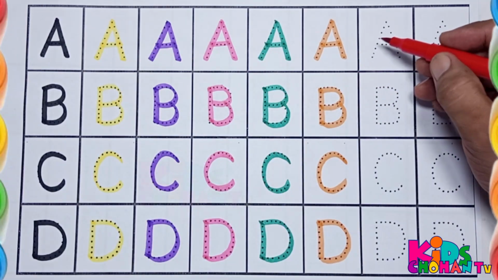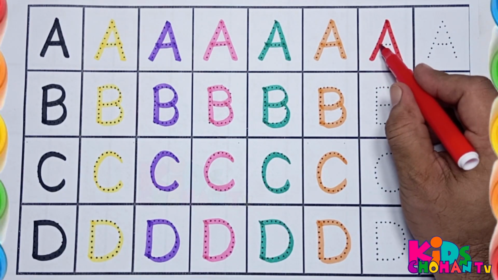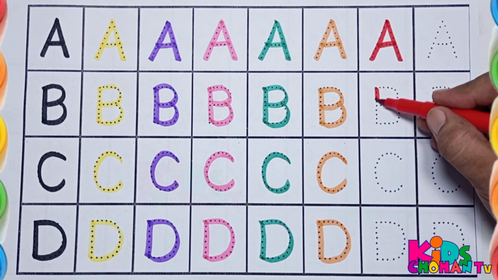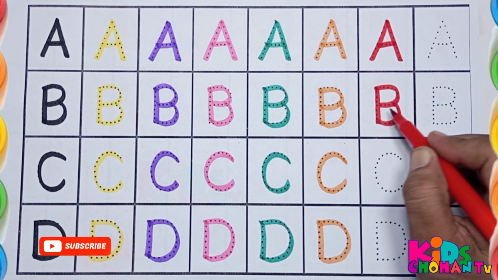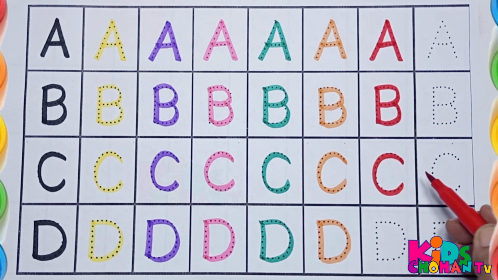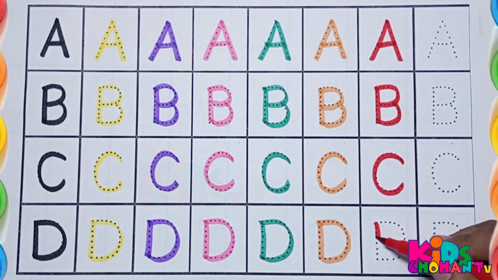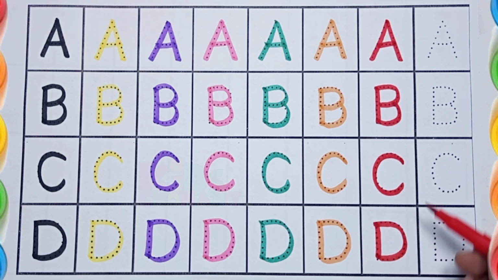Red color. A. A for apple. B. B for bat. C. C for cat. D. D for dinosaur.